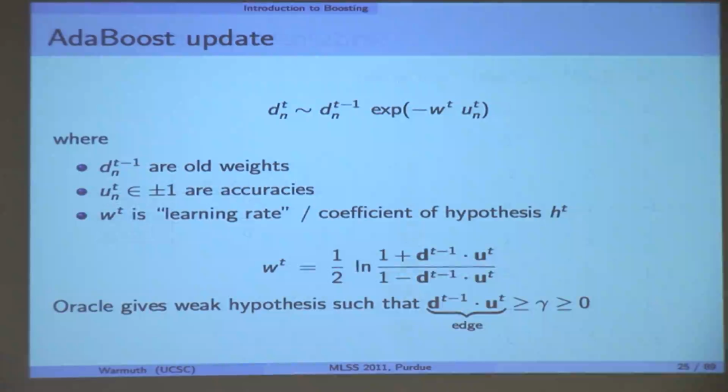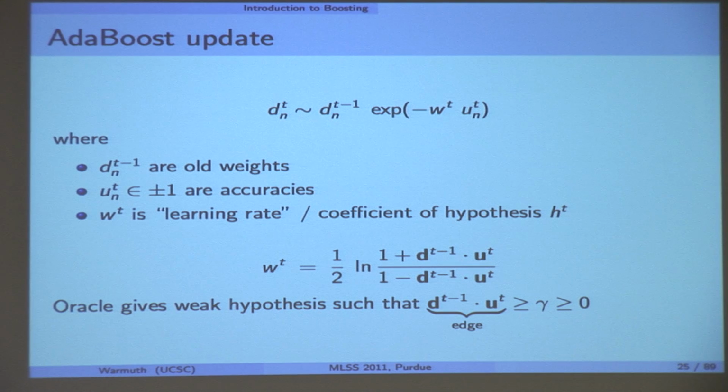So now here's the simple AdaBoost update. It's such a simple algorithm, you can memorize it. Okay, so here's the update. You use that protocol, and then how do you update the distribution? The new distribution is the old distribution, the distribution before the trial, times a factor. And the factor is e to the minus a weight times the accuracy, the local accuracy.